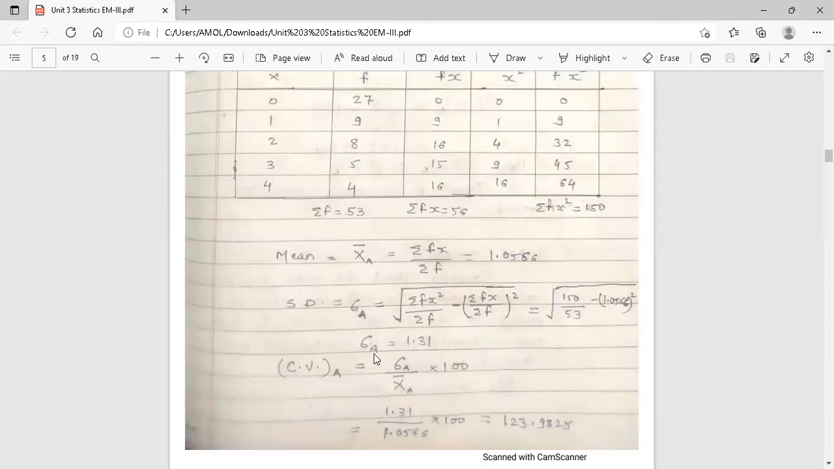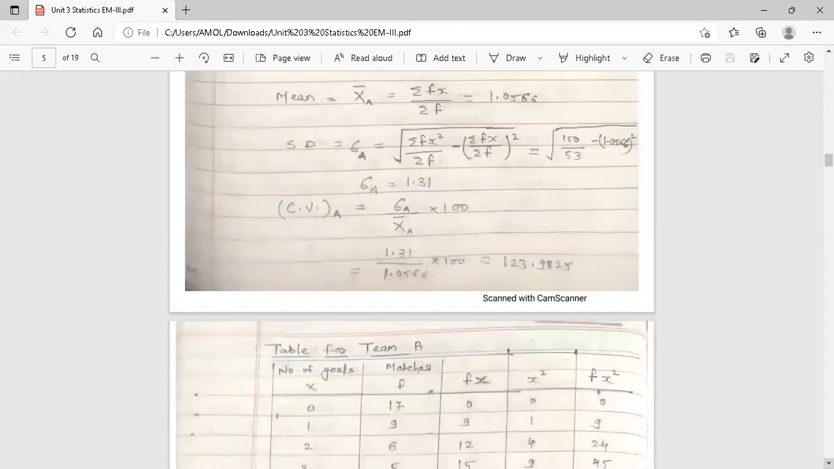So the standard deviation for team A, sigma A, is equal to 1.31. Now calculate the coefficient of variation, CV. Its formula: CV suffix A, the coefficient of variation for team A, is equal to the standard deviation for team A upon the arithmetic mean of team A, into 100. It means sigma A upon X bar A, where sigma A is the standard deviation for team A and X bar A is the arithmetic mean for team A, into 100. This is the formula of CV, the coefficient of variation, discussed in the previous lecture.